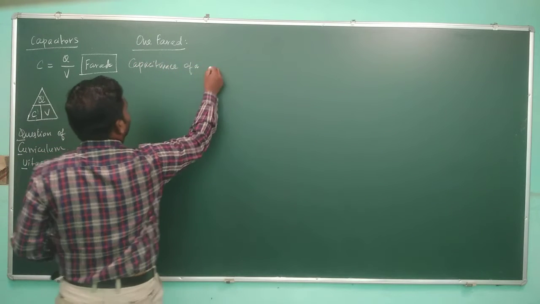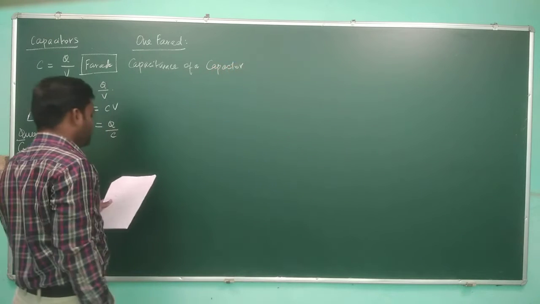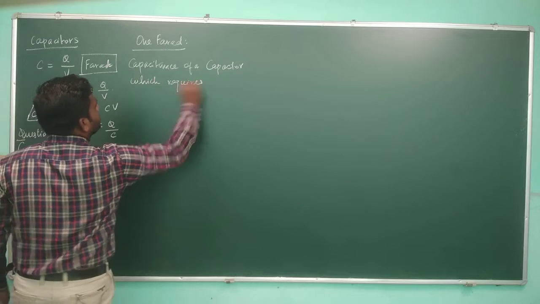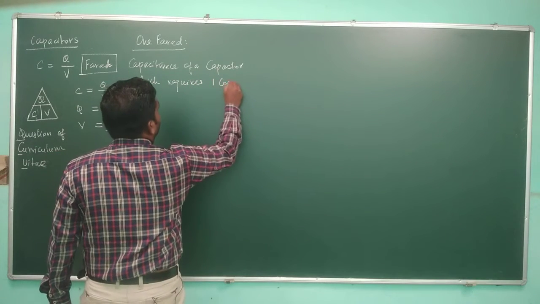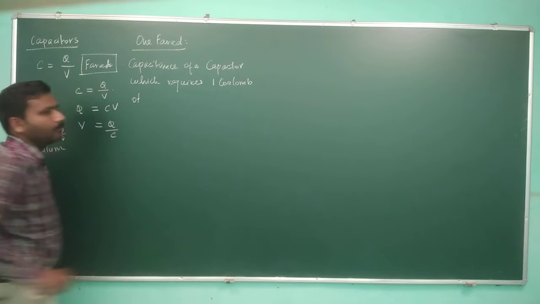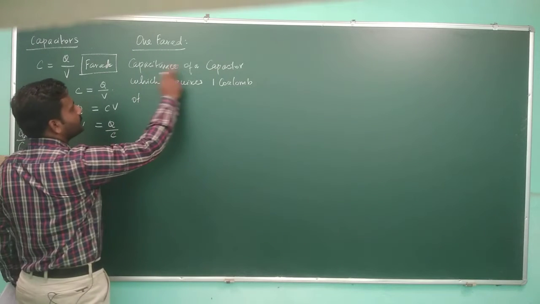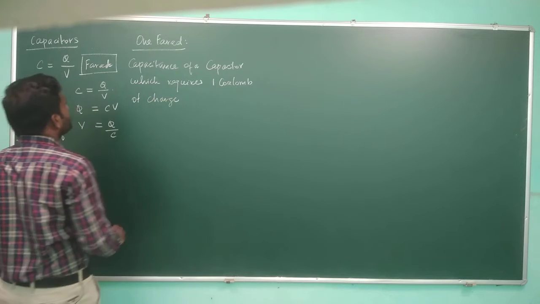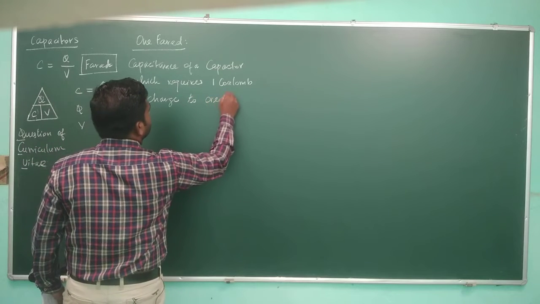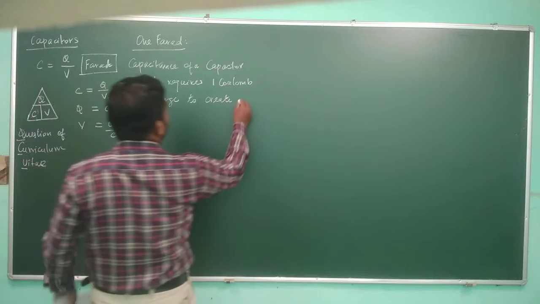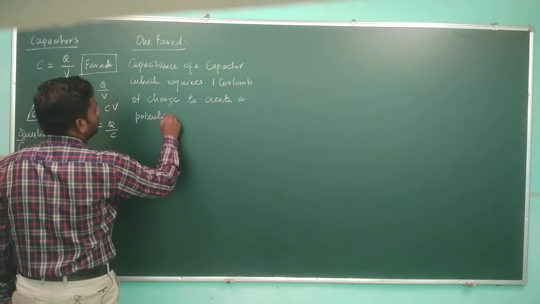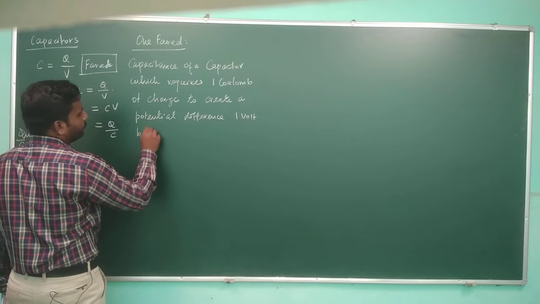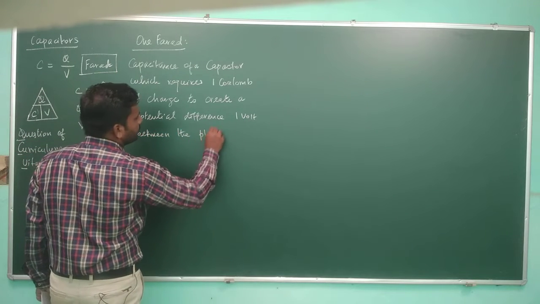That is defined as the capacitance of a capacitor which requires 1 coulomb of charge to create a potential difference of 1 volt between the plates, right?